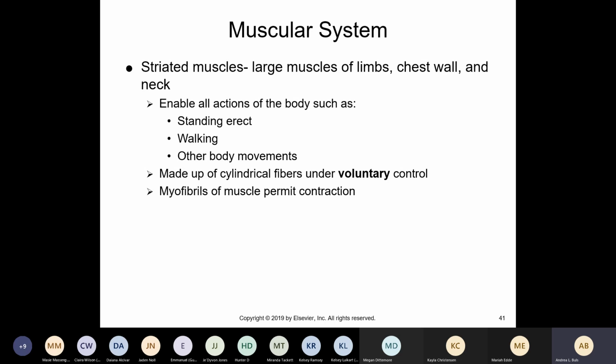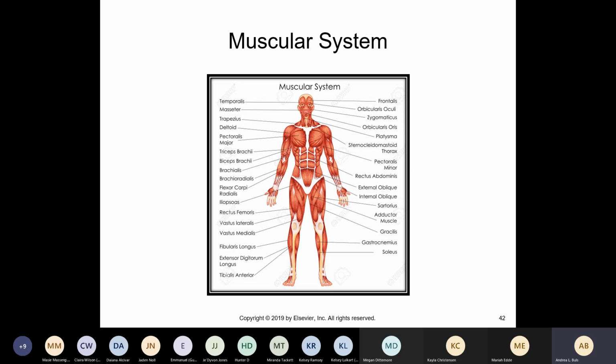Muscular system, striated muscles, large muscles of the limbs, chest wall, and neck. They enable the actions of our body to stand erect, to walk, as well as any other body movements. So they're made up of cylindrical fibers or muscle fibers under voluntary control. And then there are little myofibrils of that muscle that permit contraction or relaxation of muscles. And this just shows a picture of all the muscles of the body.